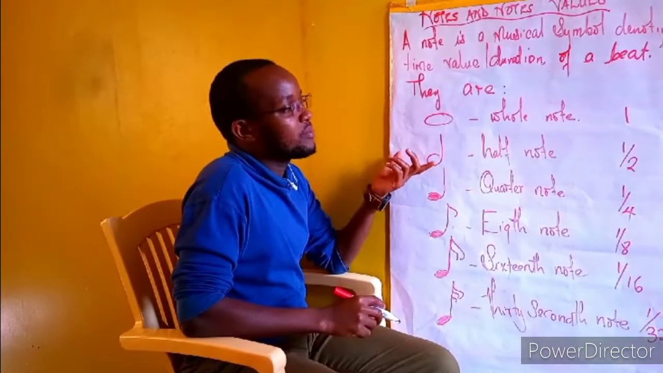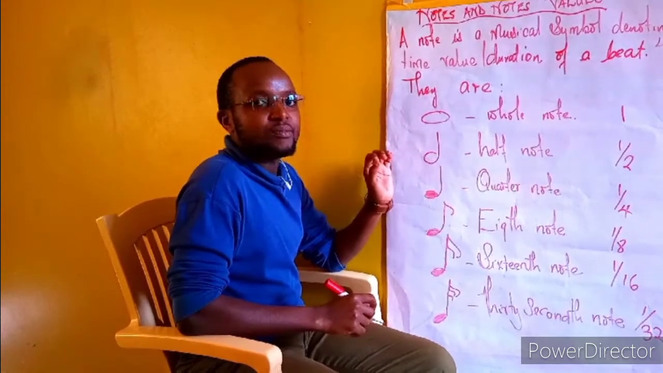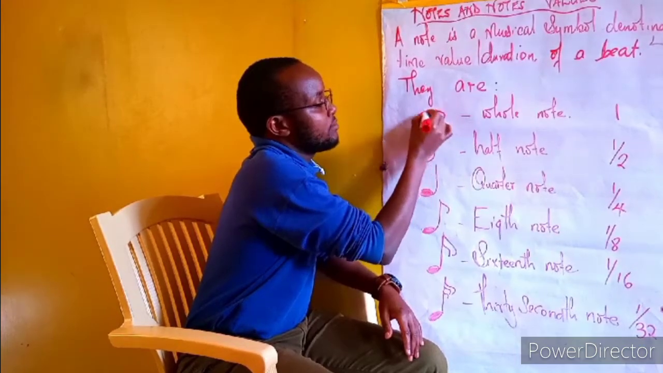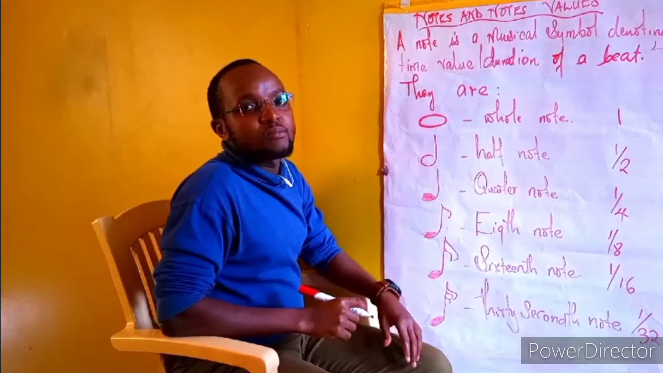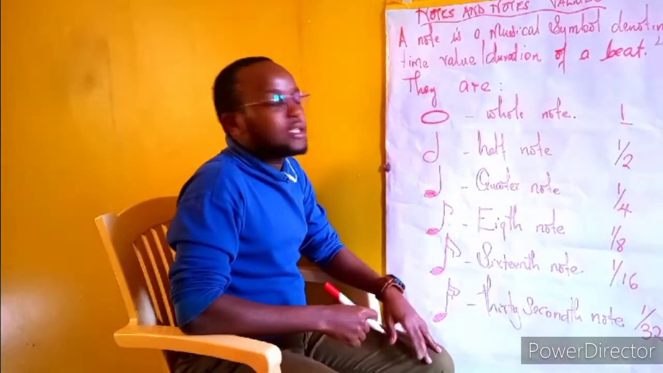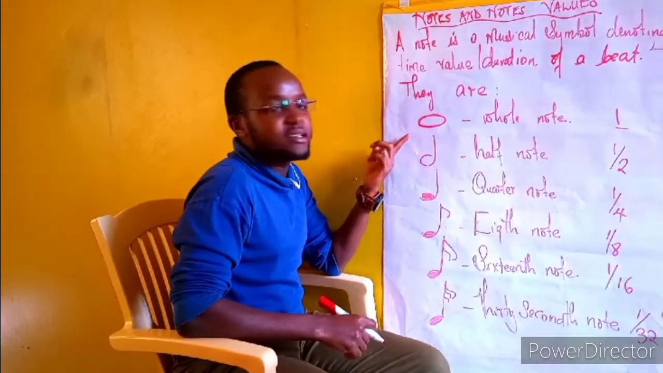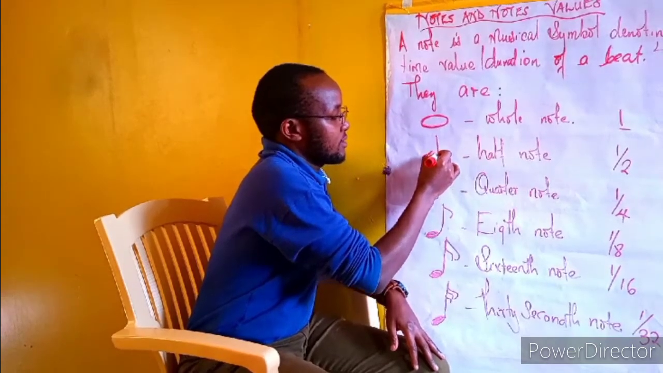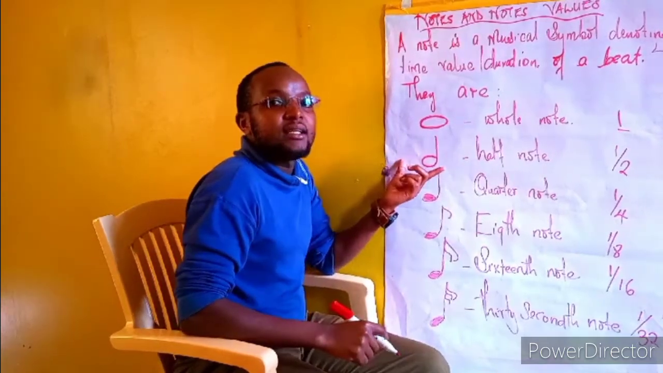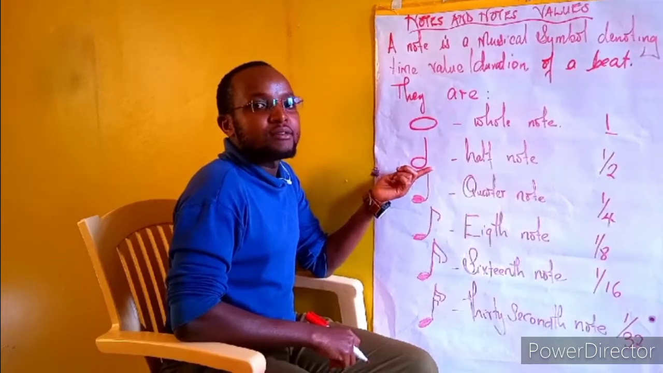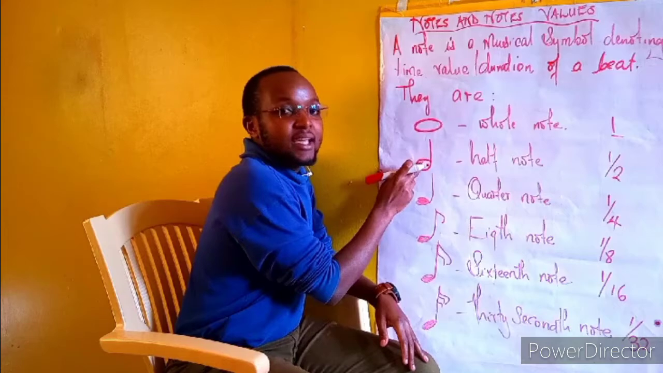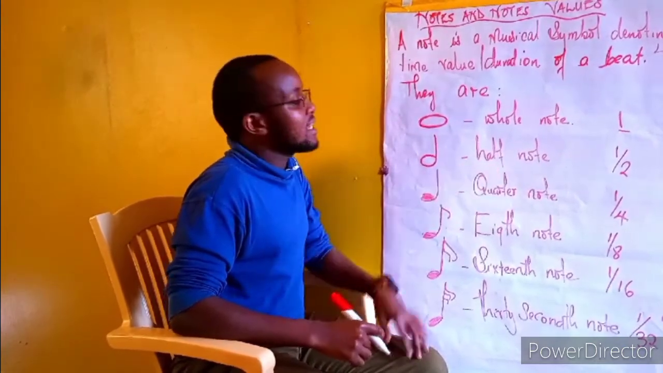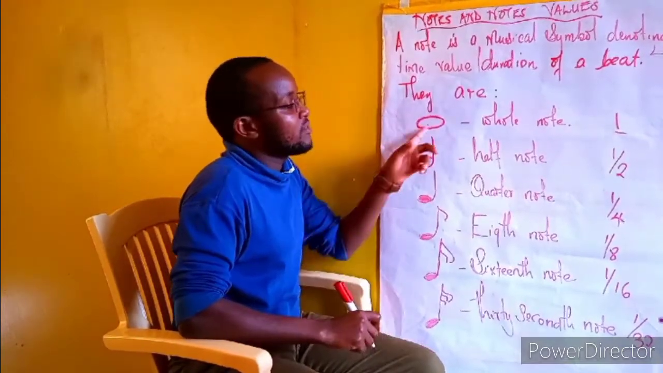On the board here, there is a presentation of some notes and their values. These symbols are drawn this way. This is similar to an oval shape. It is a whole note, so its value is 1. It happens to be the longest note, the longest beat. The second one is written like this. Look at it closely. It looks like a golf club, the club that is used for golfing. But in the head, it has no shading. It is a half note. That is half of this note that is above here, the whole note.